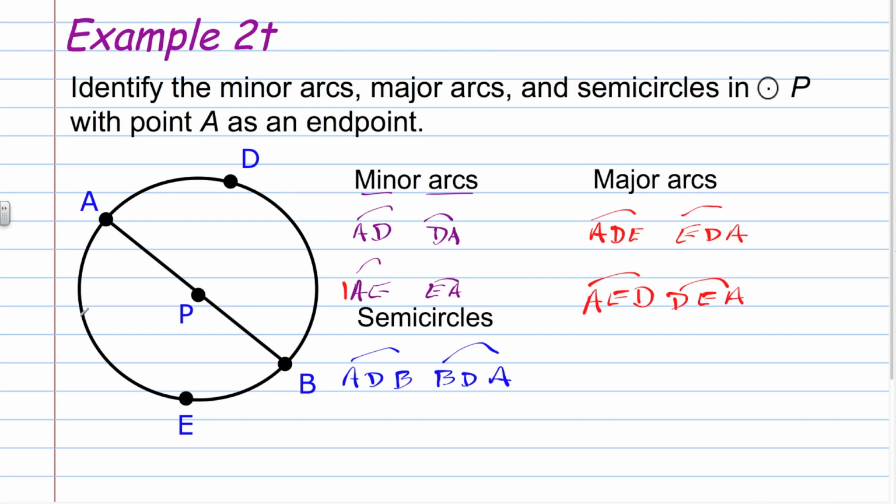Starting in A and going counterclockwise, we'd have semicircle A, E, B, or arc A, E, B. Switching the endpoints around, we'd have arc B, E, A. So here, just identifying arcs, whether they be minor or major, and semicircles. It all has to do with your endpoint and which way you go around the circle.